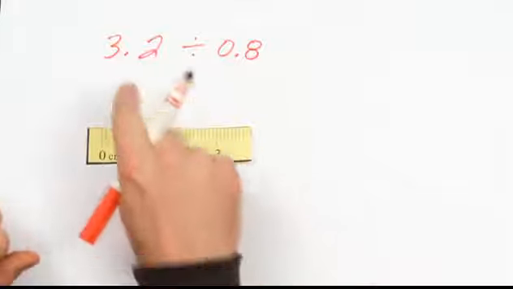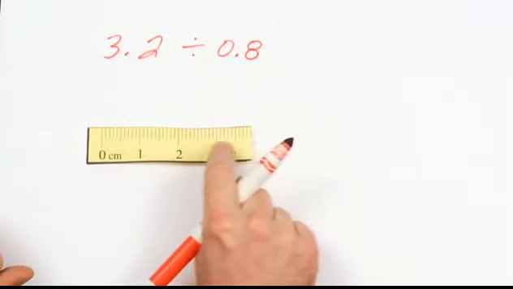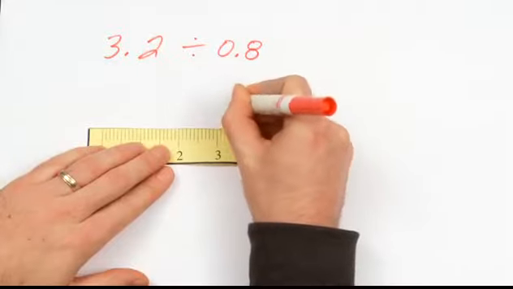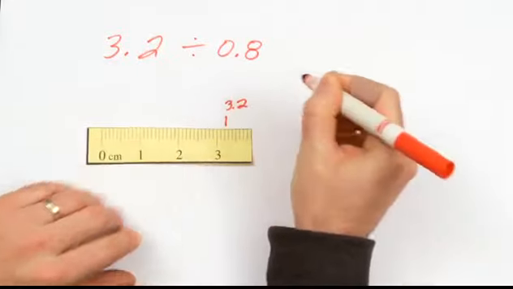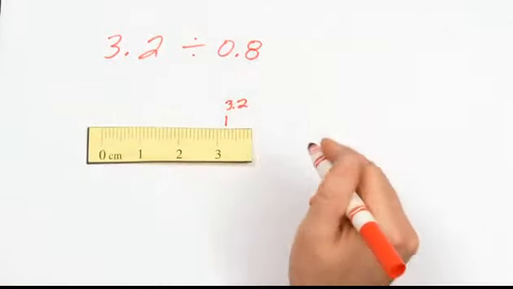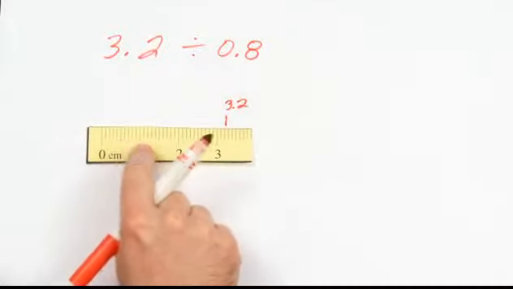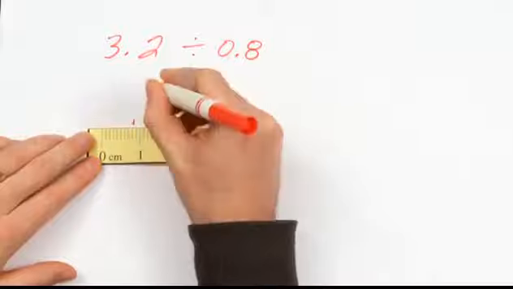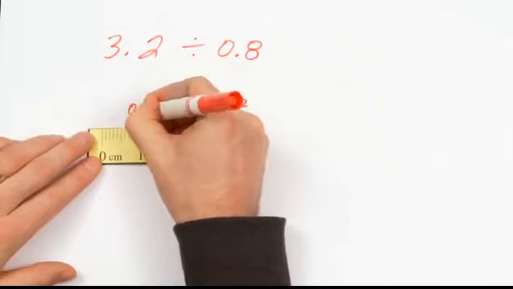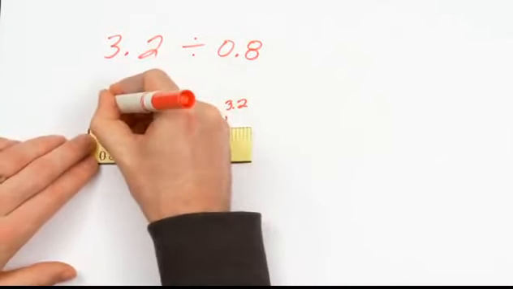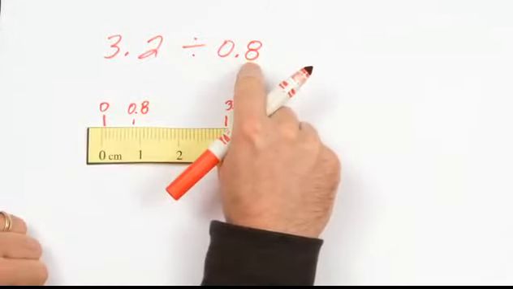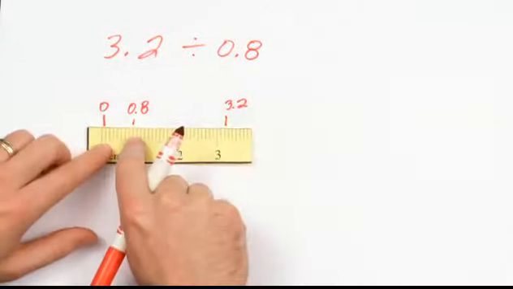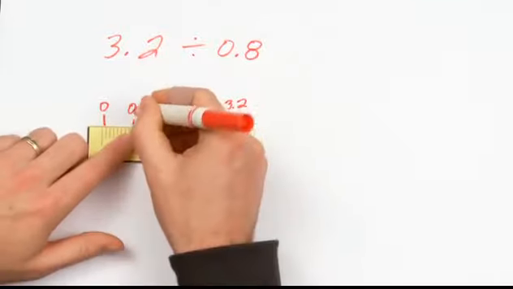where my 3.2 could be 3.2 centimeters, which is right here. And the 8/10 then would be 8/10 of a centimeter, which gets me right here. Well, the question's asking, how many 8/10 are there in 3 2/10? Let's look. I've got an 8/10 there.